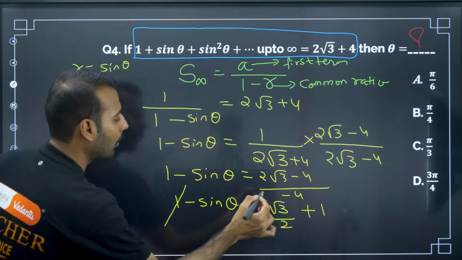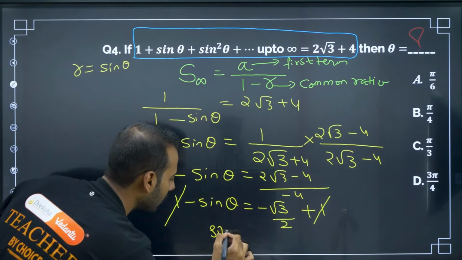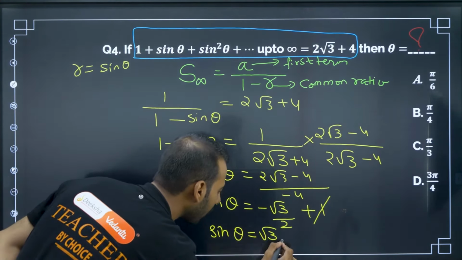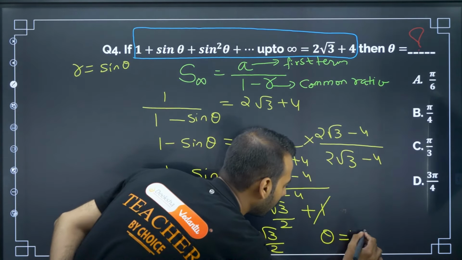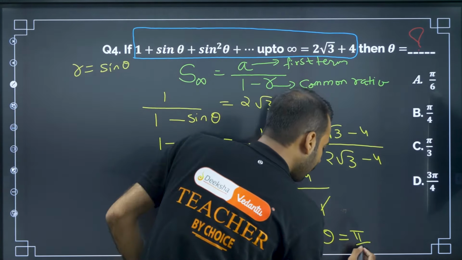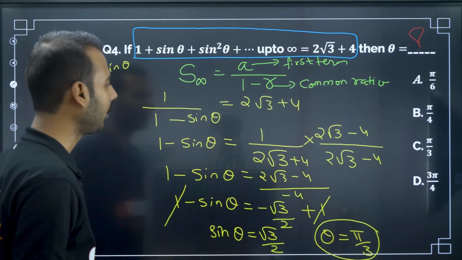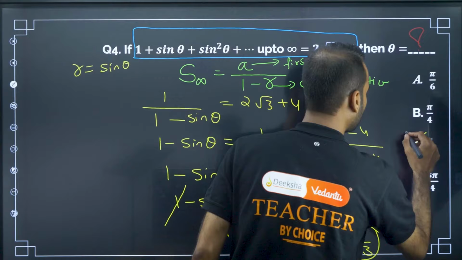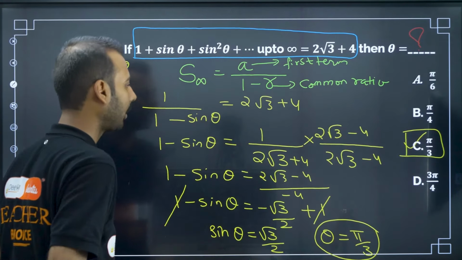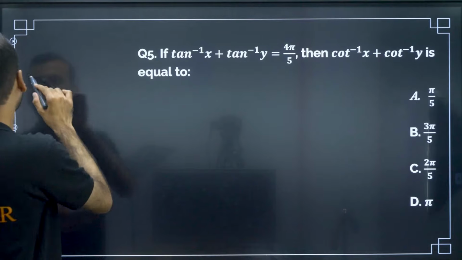So if I cancel this plus 1 and plus 1 from here, I am left with sine theta equal to root 3 by 2, which implies theta is equal to pi by 3. Is there any such option like theta is equal to pi by 3? Yes, see, theta is equal to pi by 3 is the answer for this. Moving on to the next question.